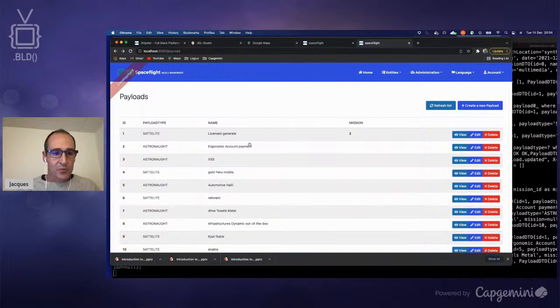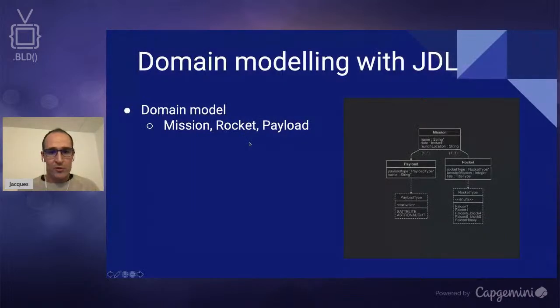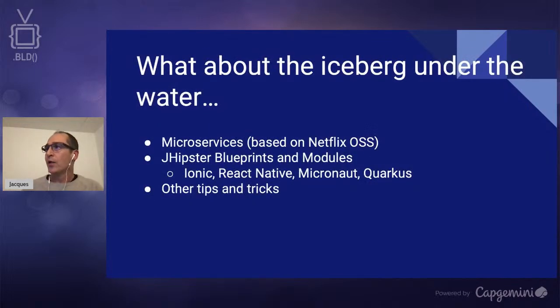So I'm going to switch back to the presentation mode because that was what I wanted to show you as far as the demo is concerned. So let's just quickly talk about what is under the iceberg that I didn't show you. As I mentioned before, JHipster also supports microservices, which is originally based on the Netflix OSS stack.